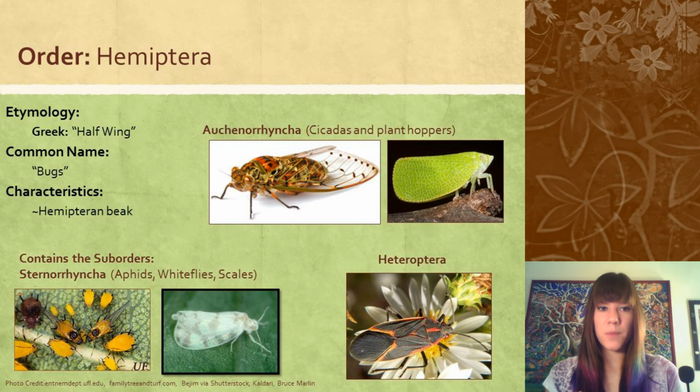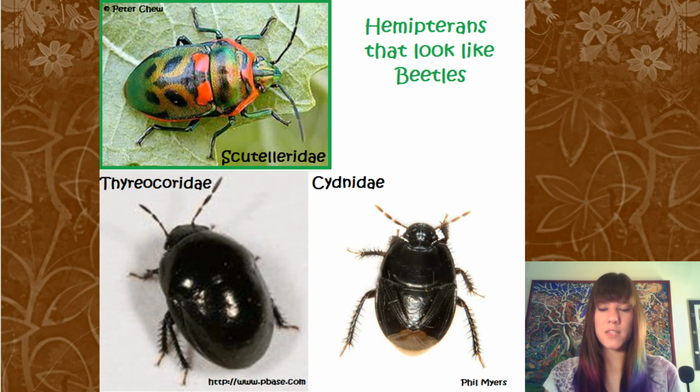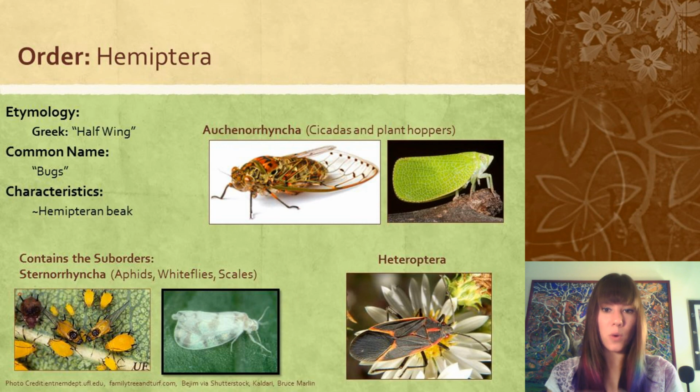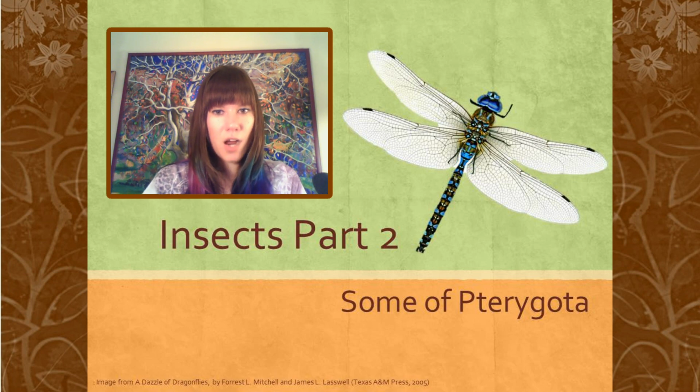This is the group that you'd probably be most likely to confuse with beetles, because there are some families, Scutelleridae and Thyreocoridae, and they all look very, very beetle-like, and so you're definitely going to want to check for those antennae, and you're going to want to check for your mouth parts for anything that you find that may look beetle-y. And this concludes our section 2 on starting to identify different insect orders.